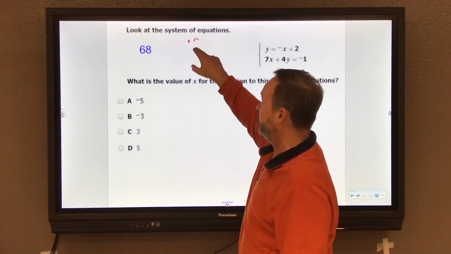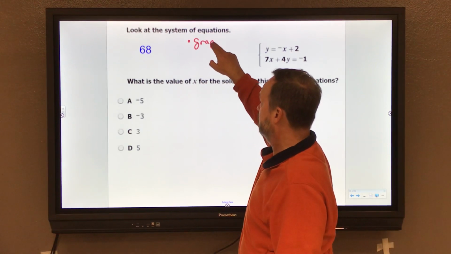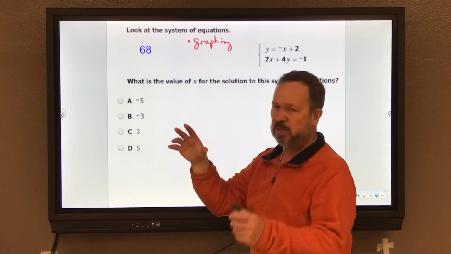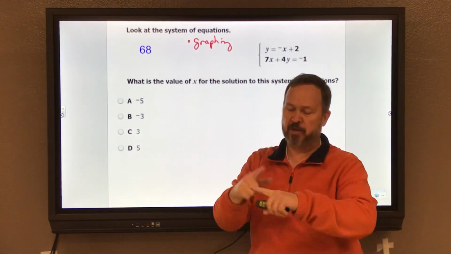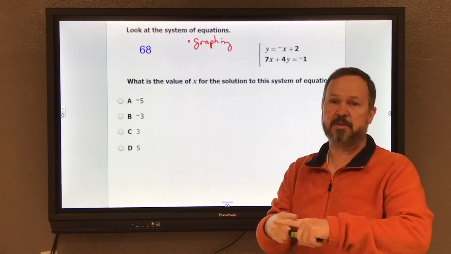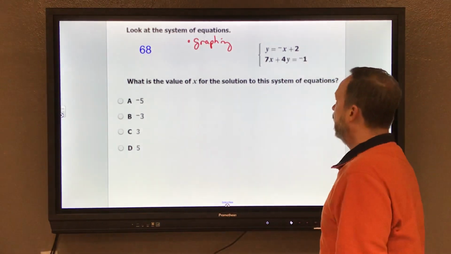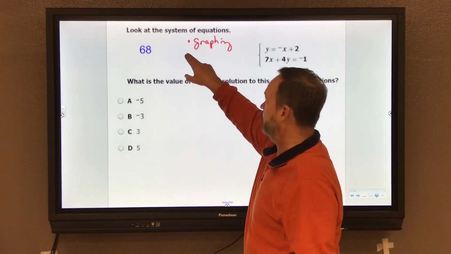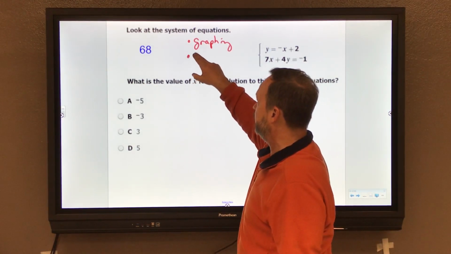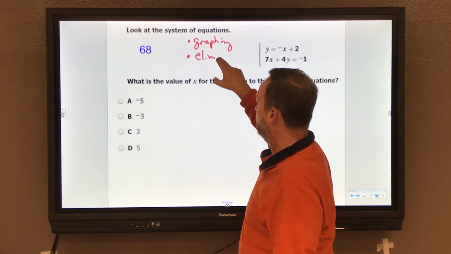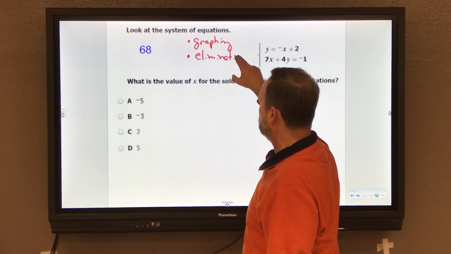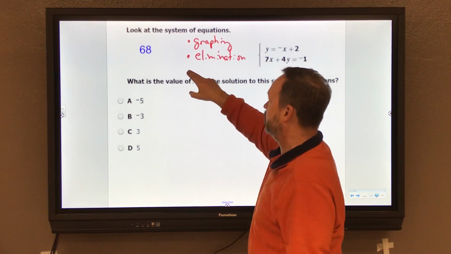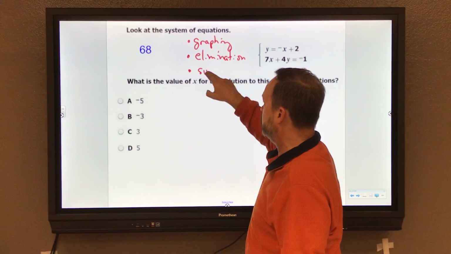There are three ways that we talked about doing these problems. One was by graphing and seeing where the two lines meet, because those are linear. We talked about elimination, which is a very algebraic process, a beautiful algebraic process, and substitution.